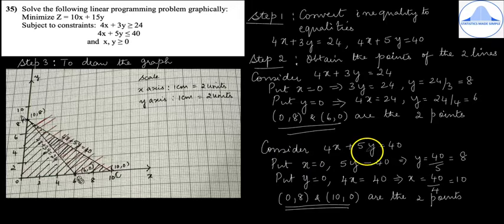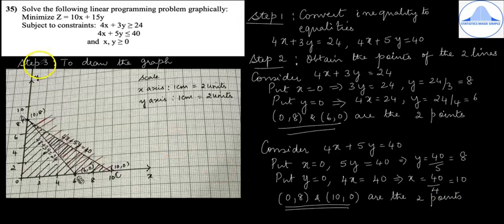Consider 4x plus 5y equal to 40. Put x as 0. So you'll get 5y equal to 40 or y is 40 by 5 which is equal to 8. Similarly, put y equal to 0. So you'll get 4x is equal to 40 which implies x is 40 by 4 which is equal to 10. So 0, 8 and 10, 0 are the 2 points.